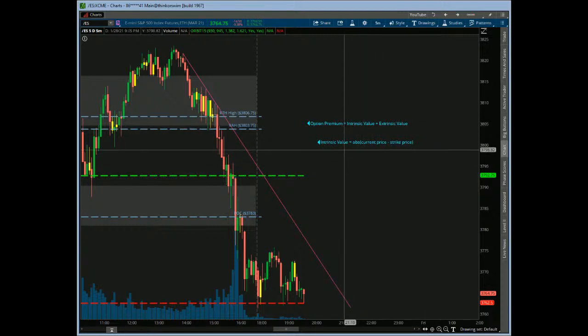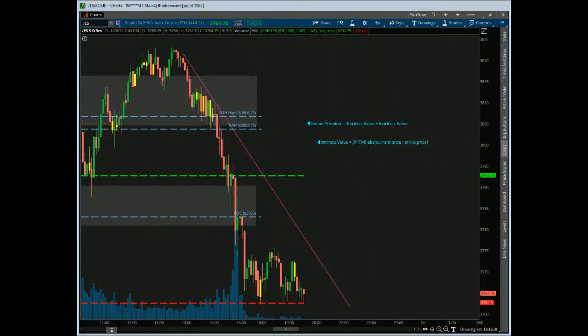Yep. Okay, so the intrinsic value is if you're in the money. If in the money, it is the absolute value of that. Otherwise, it's just extrinsic value. So intrinsic value is only if you're in the money. If you're out of the money, it's only extrinsic value.